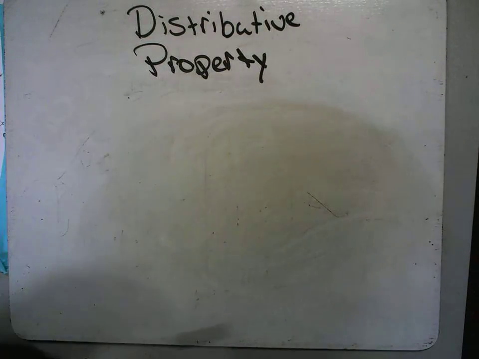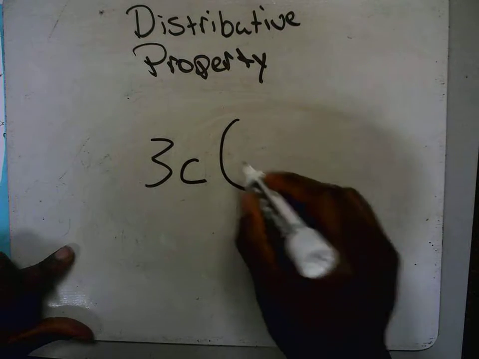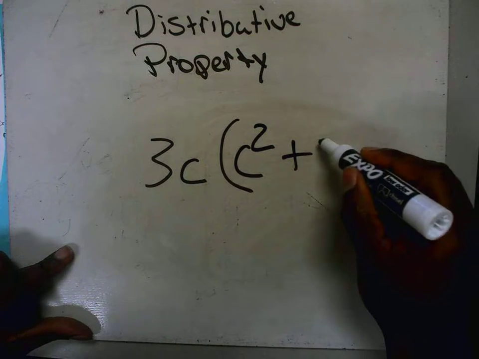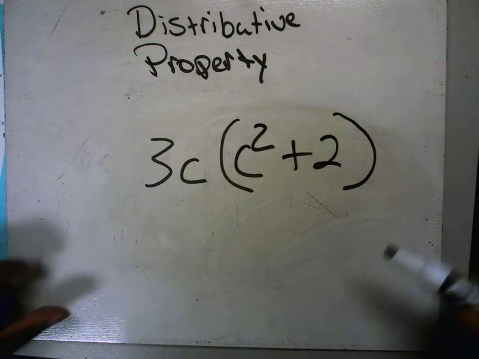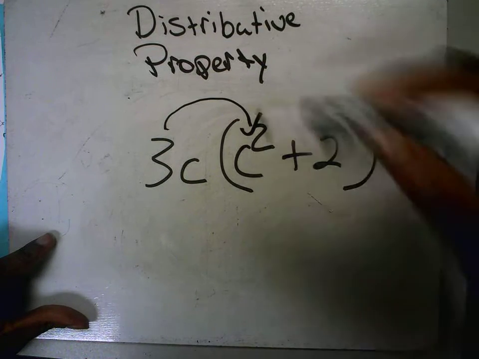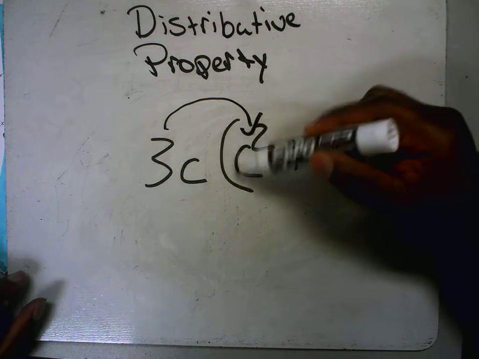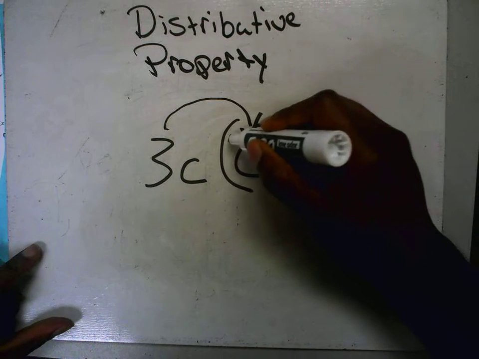Let's say we have this, right? So we have 3c multiplied by c squared plus, let's say, 2. Now we're going to multiply 3c times c squared. That is doable, right? Because there's a coefficient for this c. What's the coefficient for everyone that does not have a coefficient? It's going to be an invisible 1 right there.